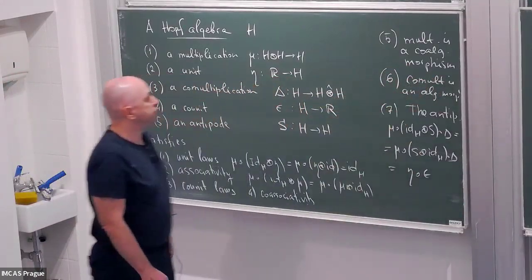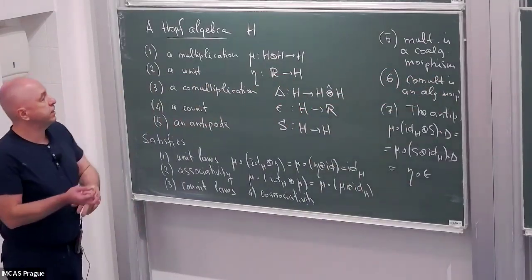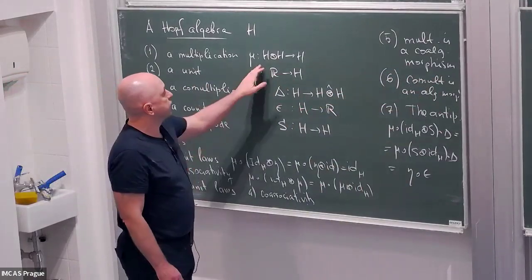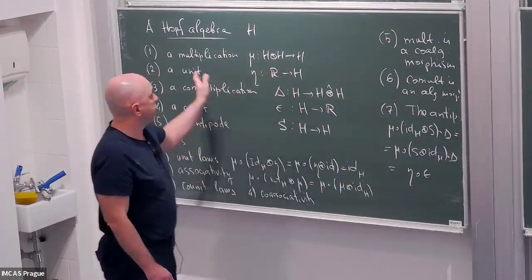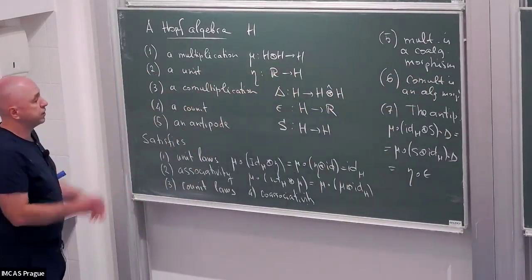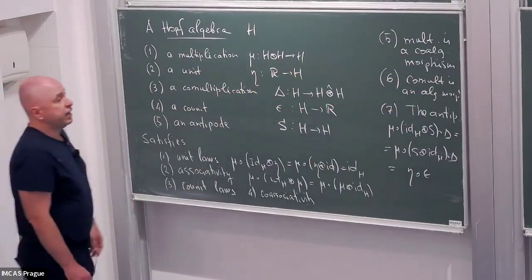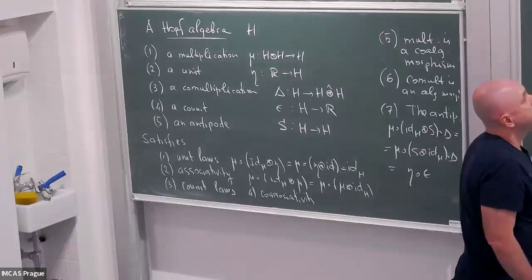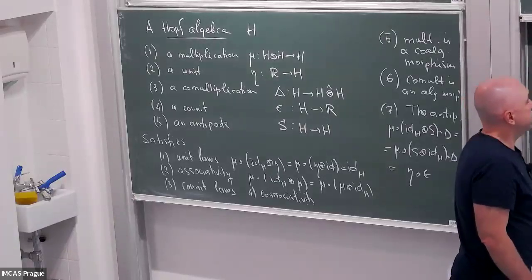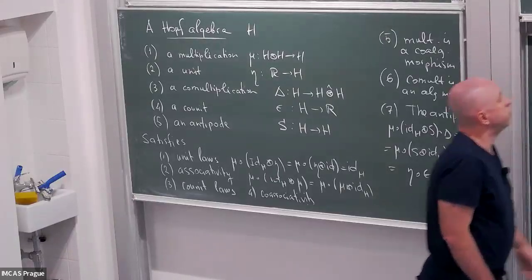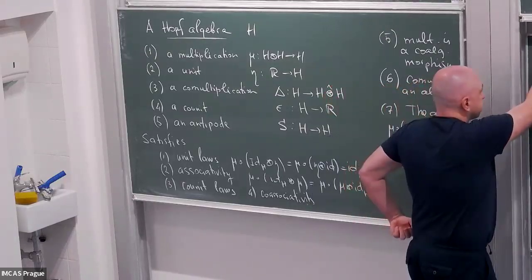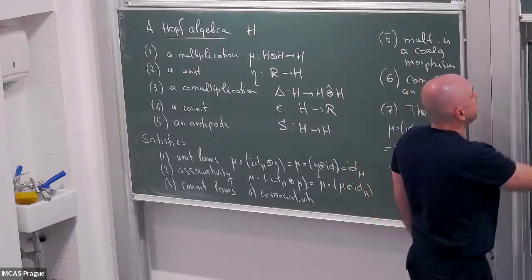Then what we'll get will be a bialgebra. So it's a space together with two algebraic structures, the product and the coproduct, also with the unit and co-unit, such that everything is compatible. Then there is a simple example of such a structure, which also leads to another structure, which is called antipode.